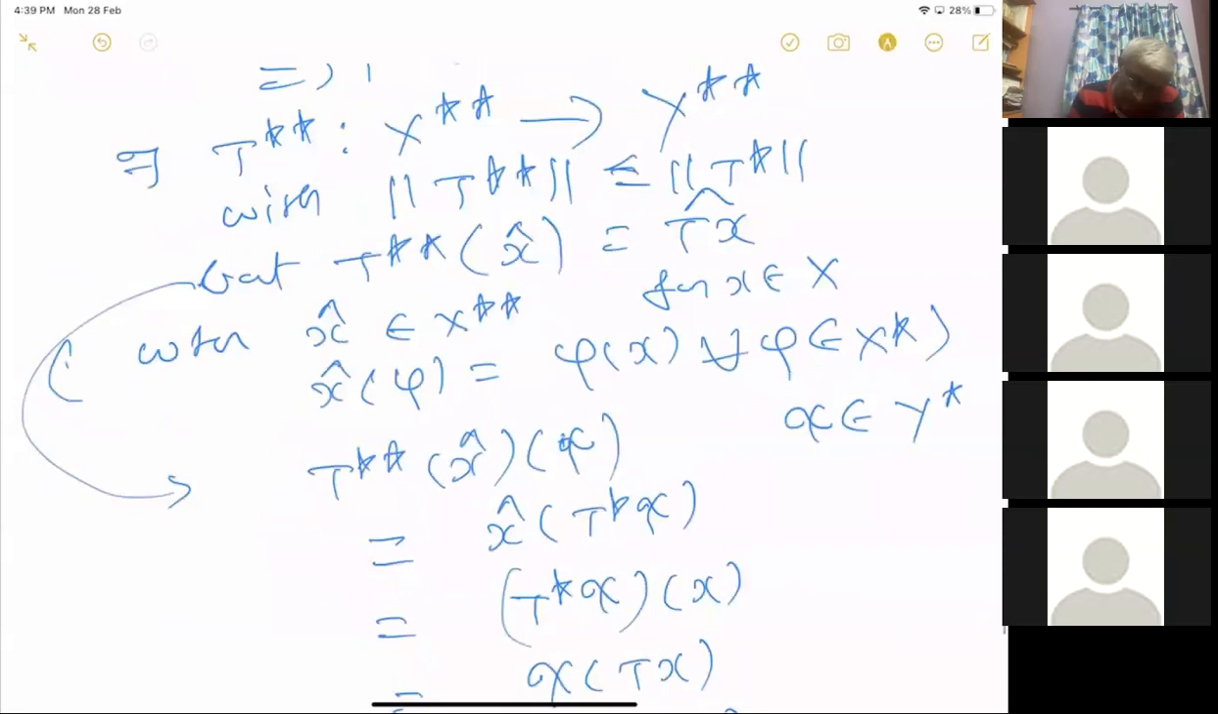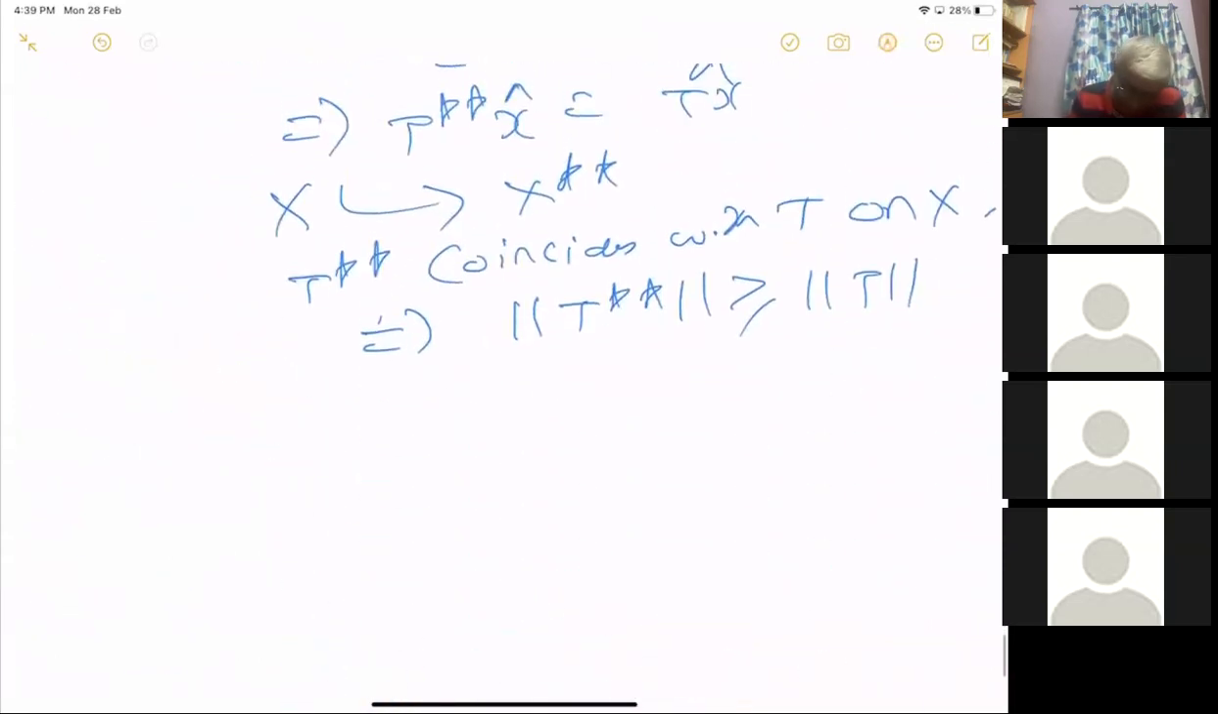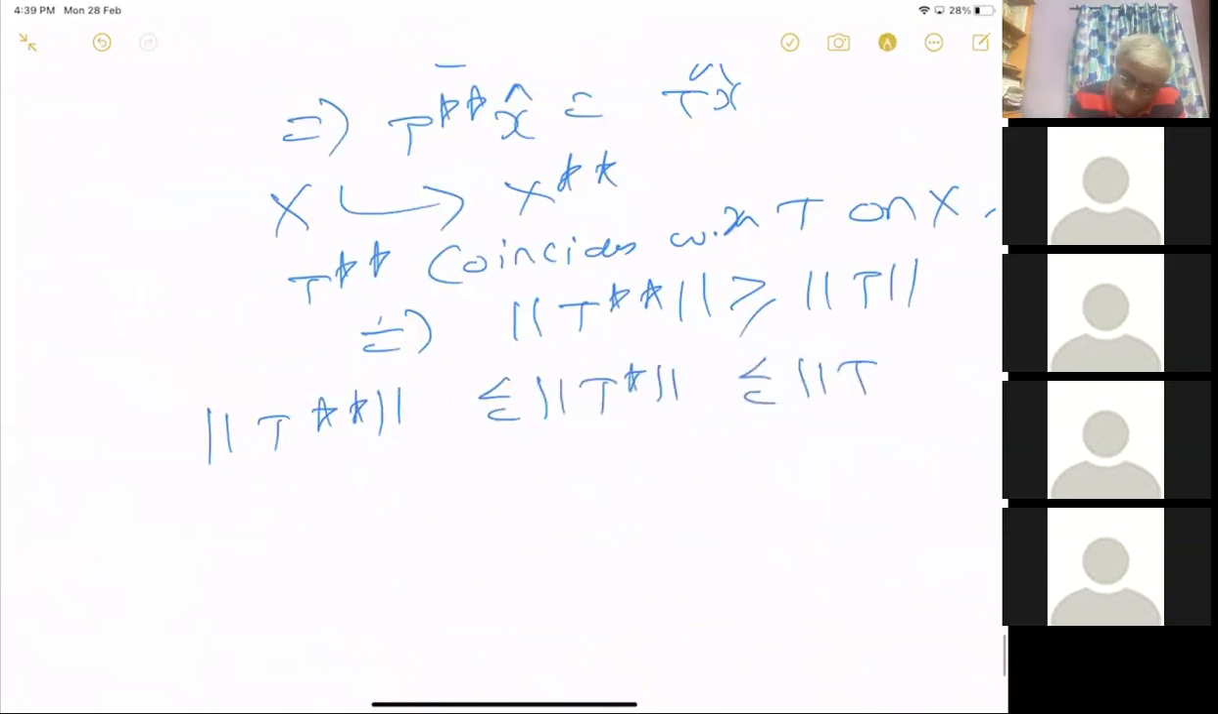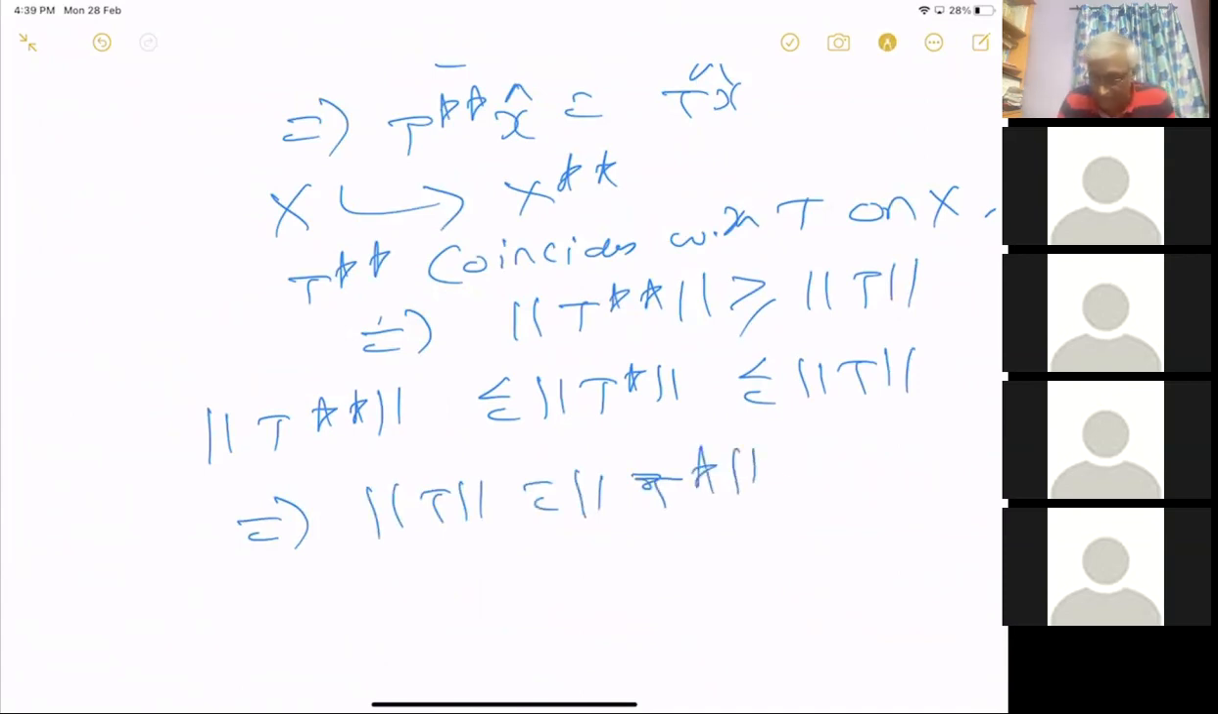Okay, so that's what we have already, this is true, and we have already seen that norm of T double star is less than or equal to norm of T star, less than or equal to norm of T. So now we have proved that that is less than or equal to this. This implies norm of T is equal to norm of T star. I just want to prove this.